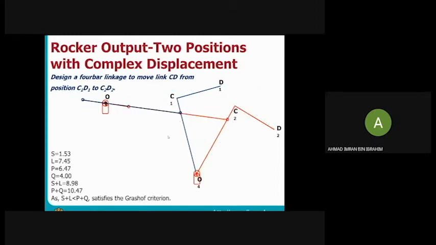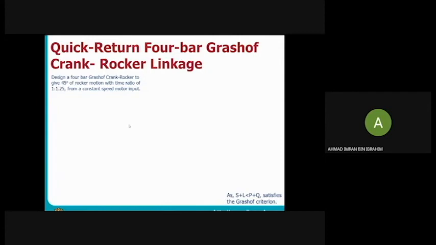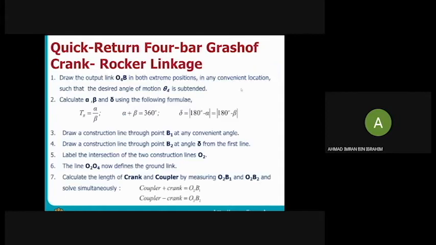And then the next example is the quick return mechanism. You need to know how to use these three equations. Let's say you want to create a 45-degree rocker mechanism with the time ratio of 1 to 1.25. For that, you need to first calculate the time ratio, which is alpha over beta, 1 over 1.25. And then alpha plus beta should be equal to 360, which is this equation.